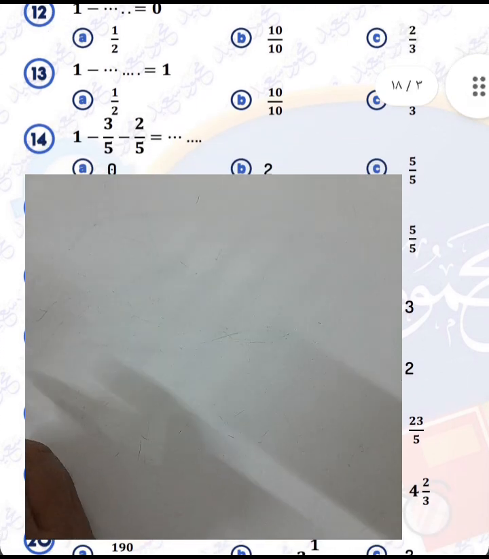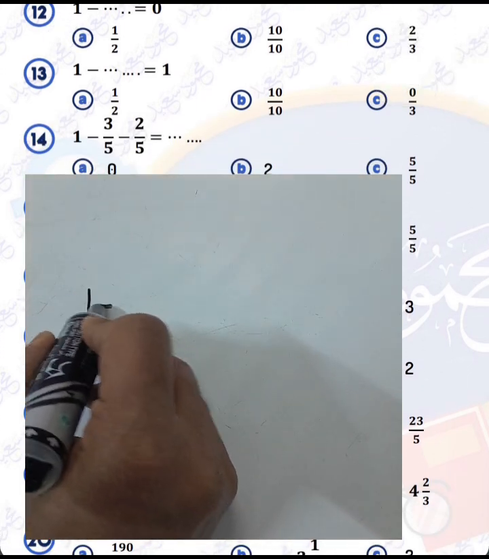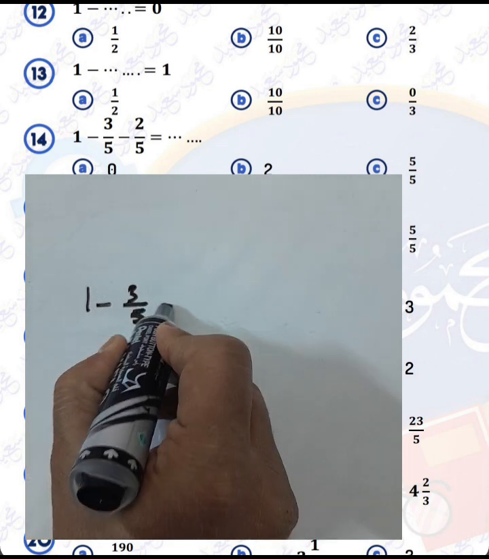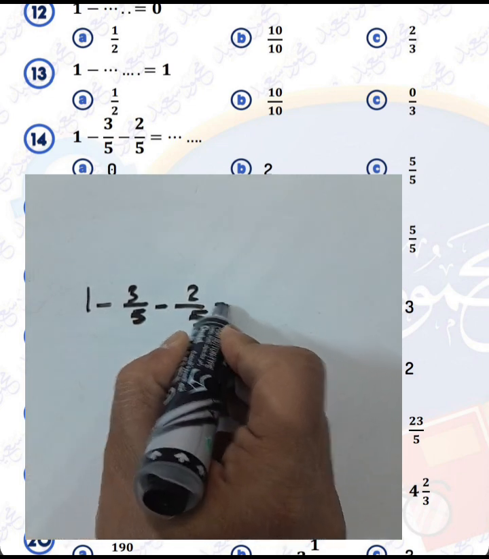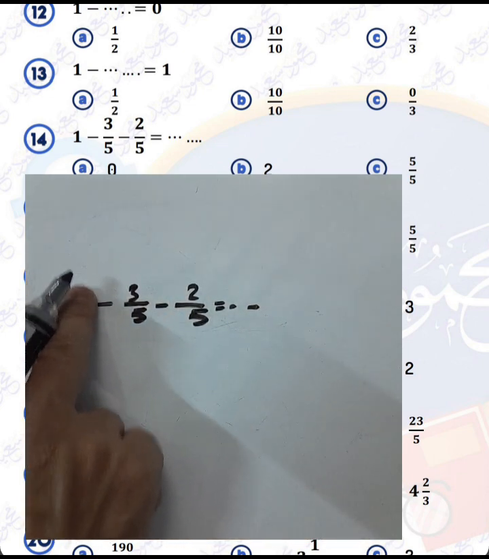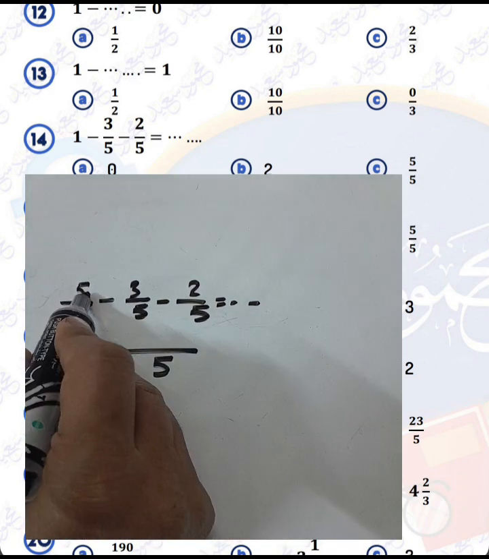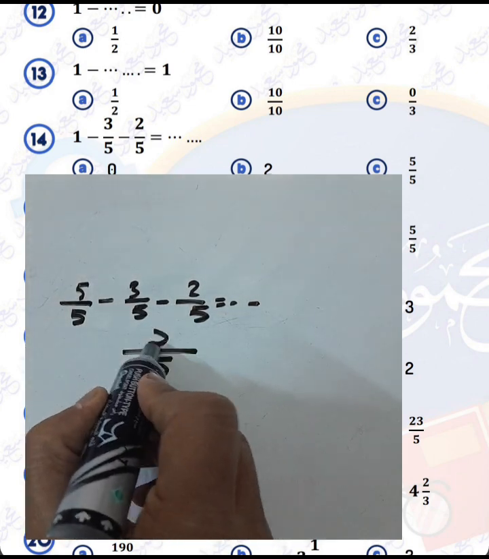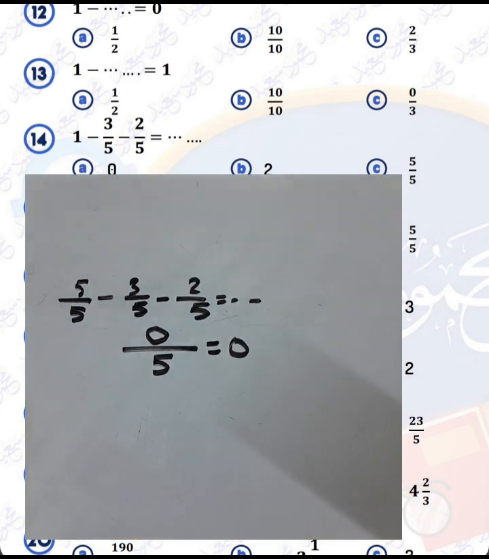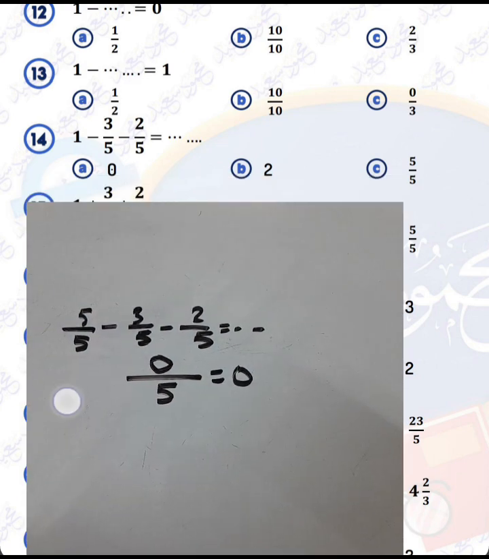Next question. 1 subtract 3 over 5, subtracted by 2 over 5 will be what? We know 1 equals 5 over 5. You can write 5 in the numerator. 5 minus 3 equals 2. 2 minus 2 equals 0. 0 over 5 will be 0. Then the result will be 0.